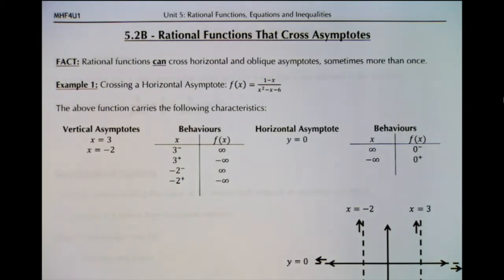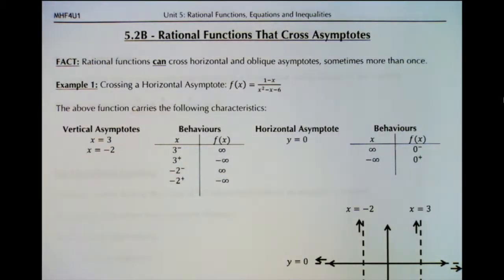Asymptotes are things that functions behave around, and one of those types of behavior is crossing. It can't cross all types of asymptotes. It can cross horizontal and oblique asymptotes, and sometimes it can cross those asymptotes more than once. Ones that it's not going to cross are vertical asymptotes. So what I've done here is I've shown two examples, one of crossing a horizontal asymptote, and the second example is crossing an oblique asymptote.